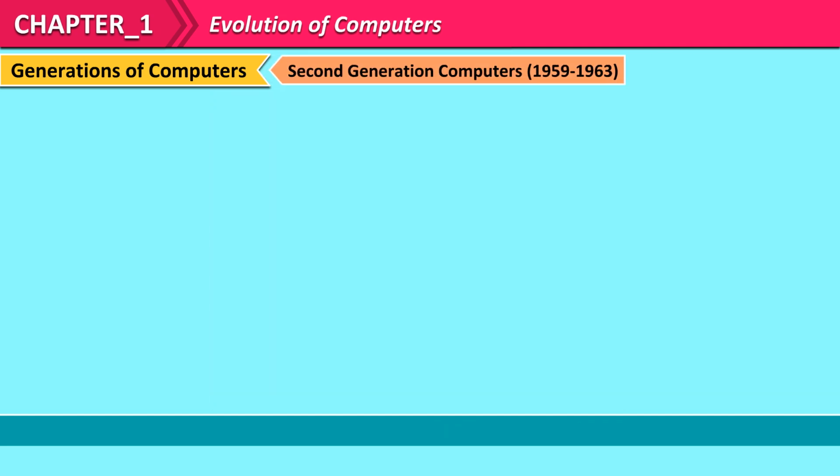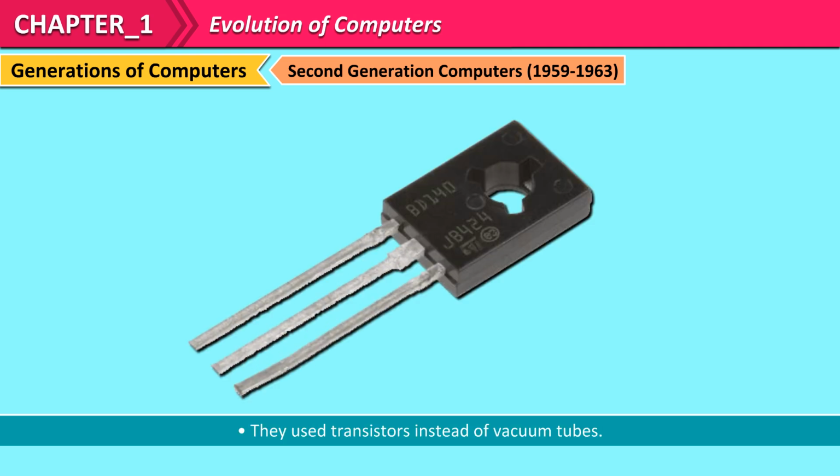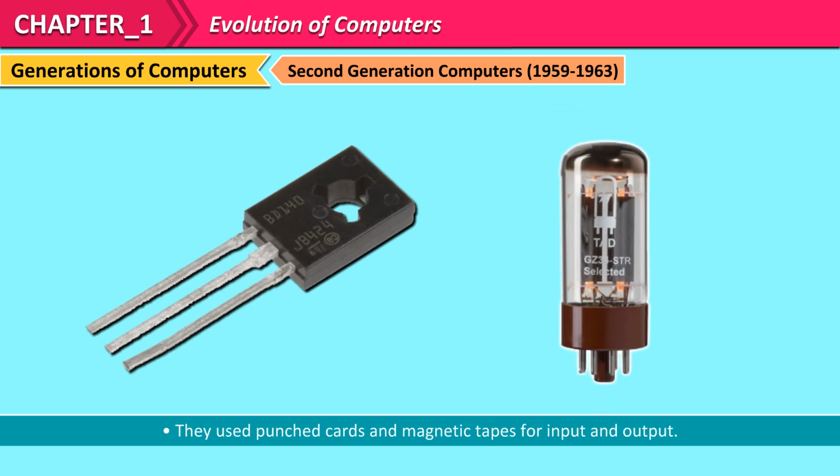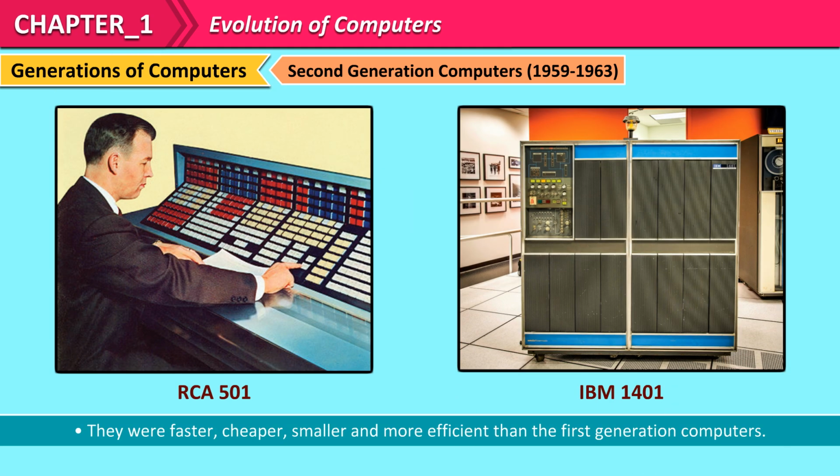Second generation computers, 1959 to 1963. Transistor. They used transistors instead of vacuum tubes. They used punched cards and magnetic tapes for input and output. They were faster, cheaper, smaller, and more efficient than the first generation computers. They could calculate data in microseconds. They were costly and could be used only for specific purposes. Examples: RCA 501, IBM 1401.